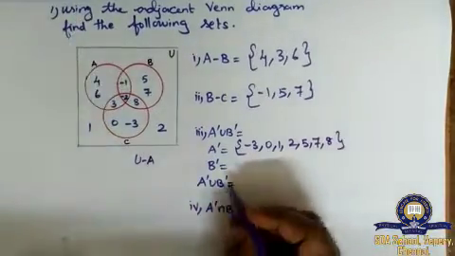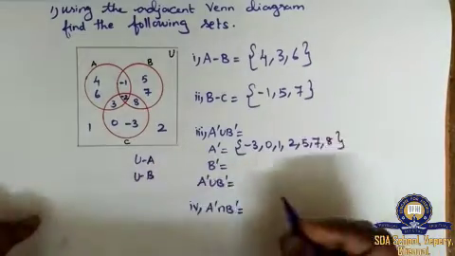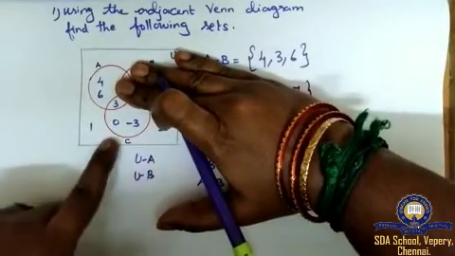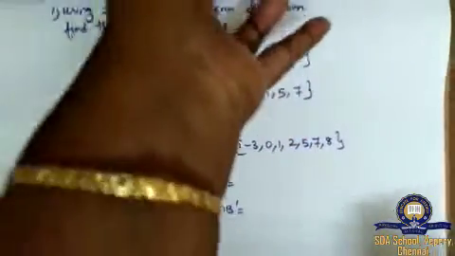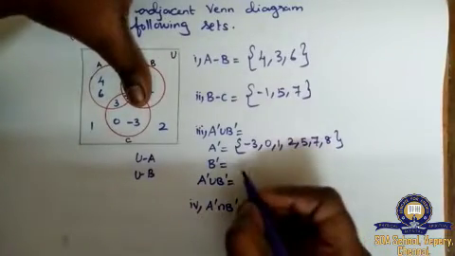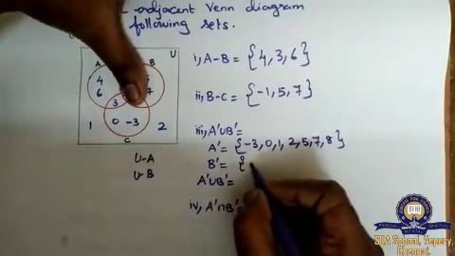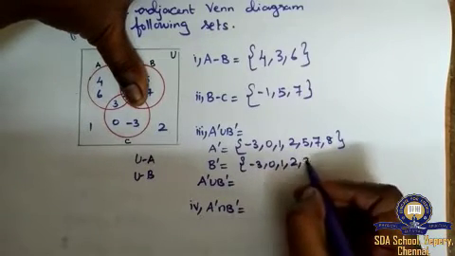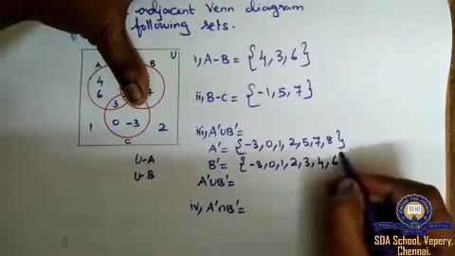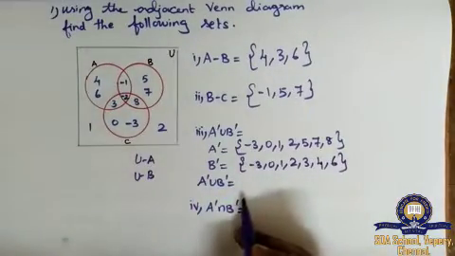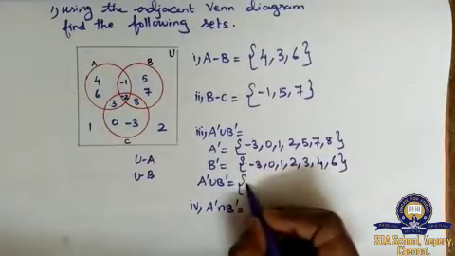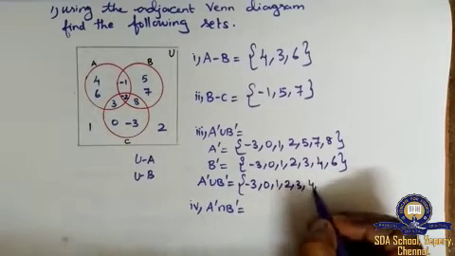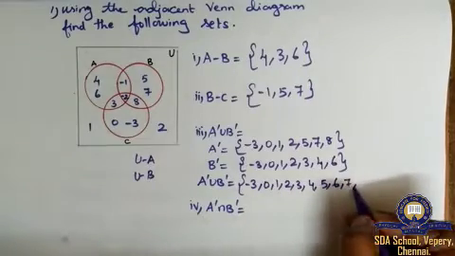Next, B dash means U minus B. That means I am going to close the B circle alone. See, I'm going to close like this, U minus B. Then tell me: minus 3, 0, 1, 2, 3, 4 and 6. Then can you write easily A dash union B dash? Yes, union means combining: 0, 1, 2, 3, 4, 5, 6, 7, 8.